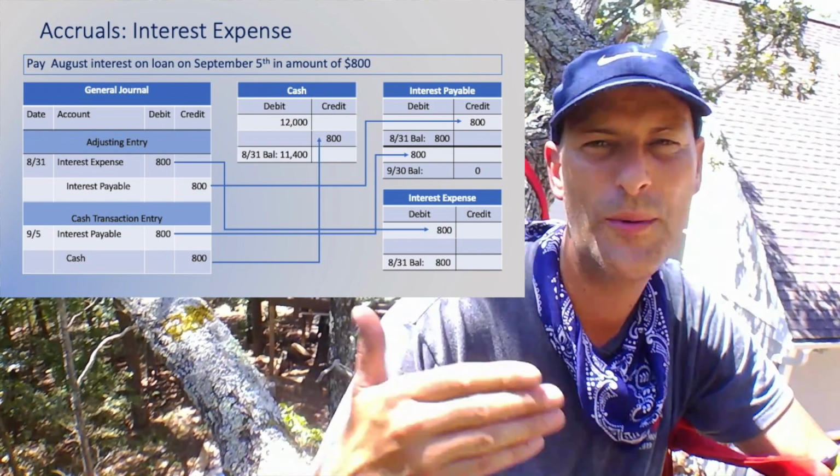Now, when we actually go and pay that, let's say we paid it on September 5th, we're going to pay our interest. So then we would get rid of cash. We credit cash for $800 because that is the reduction of a resource. We no longer have that cash. That goes away. And then our interest payable also goes away, the $800. Interest payable goes away because we've now paid that claim. There's no longer a claim of $800 on our resources. We took our resources, we paid off that claim. So that is how that ends up working out.